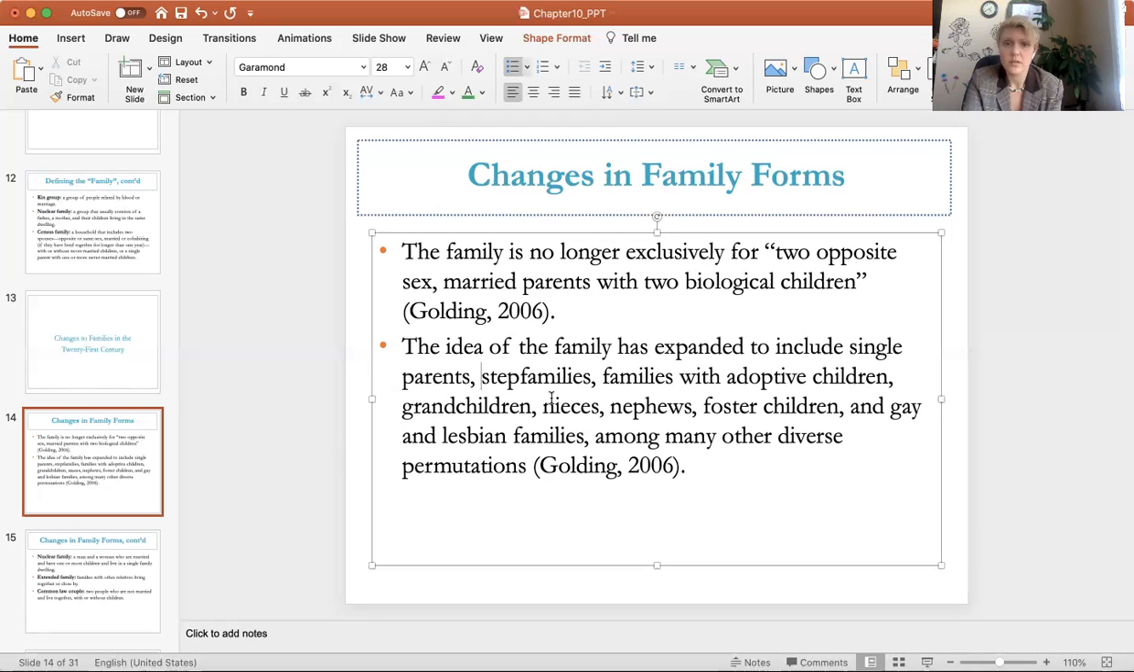Nieces and nephews and the extended family structure. Again, I think this used to be much more robust in farm life, where you had larger families living together and all working on the farm, whereas today you may have nieces and nephews that you almost never see. Foster children and children being brought up, again, outside of what was traditionally considered the family unit, biological children, etc. And gay and lesbian families. This does not conclude the list of the different permutations of family structure.